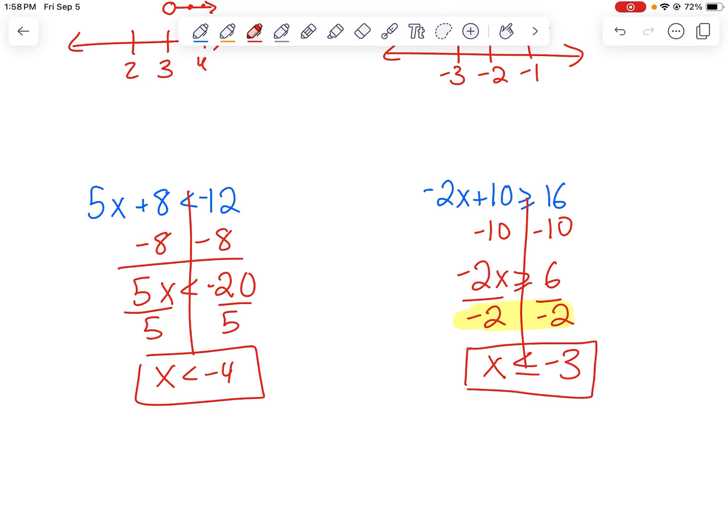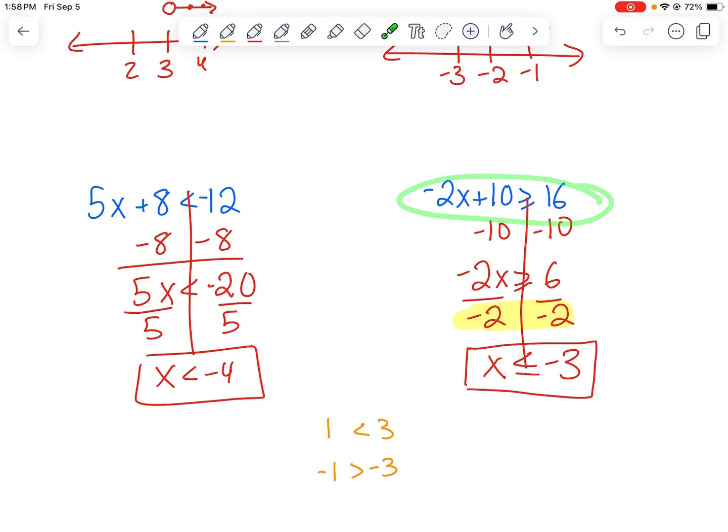I know that that's the case because when I add or subtract to a value, whatever number is bigger doesn't change. For example, 1 is less than 3. If I add 5 to both sides, 6 is less than 8. But if I multiply or divide by a negative, it changes the sign, and we know that -1 is actually greater than -3.